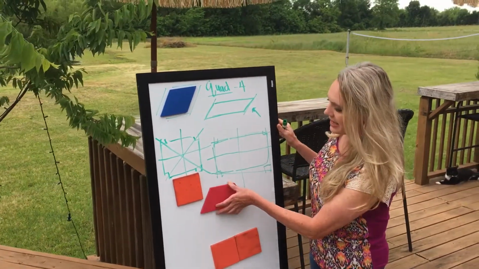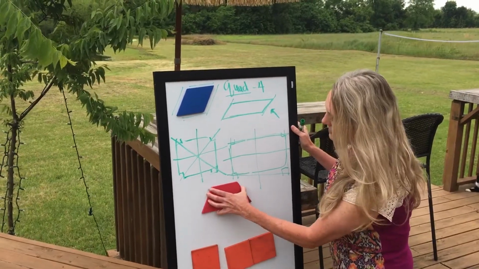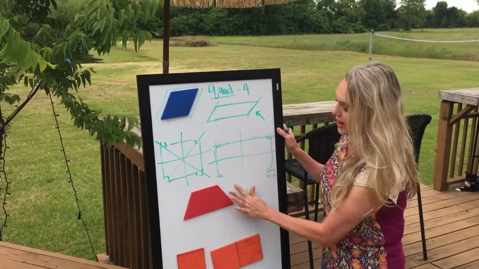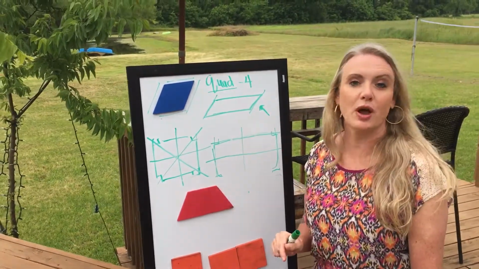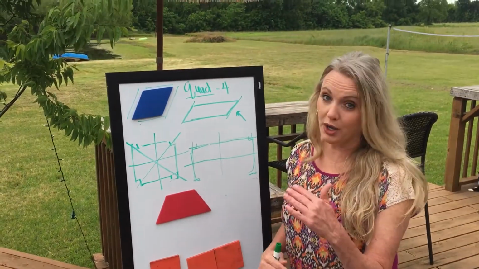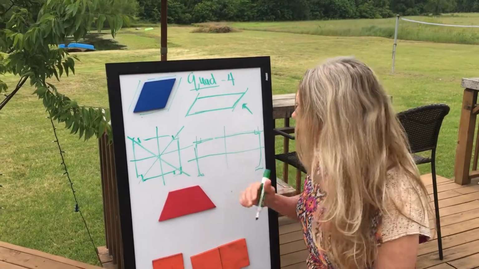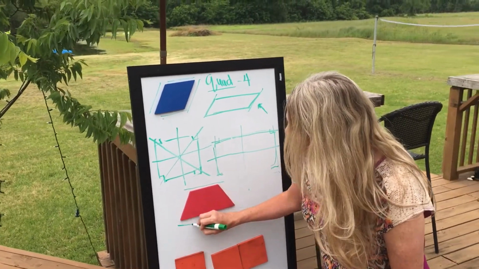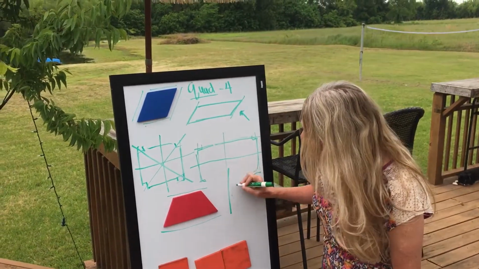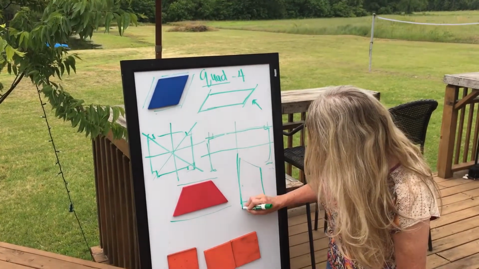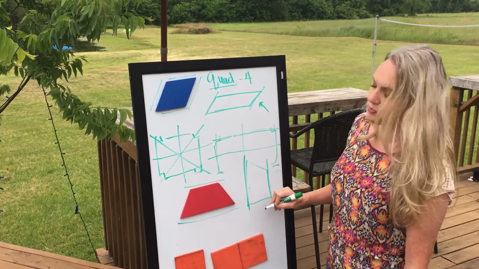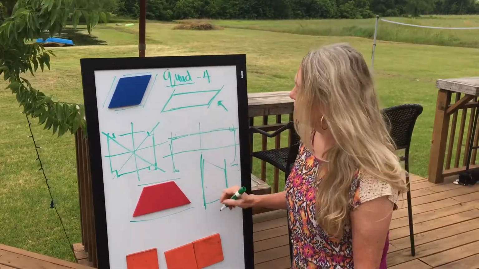All right, the last one I want you to look at is a trapezoid. Now remember what we chanted about a trapezoid. It has one pair of parallel lines. Okay, a trapezoid can look like that. We also talked about a right trapezoid. Its parallel lines are vertical.